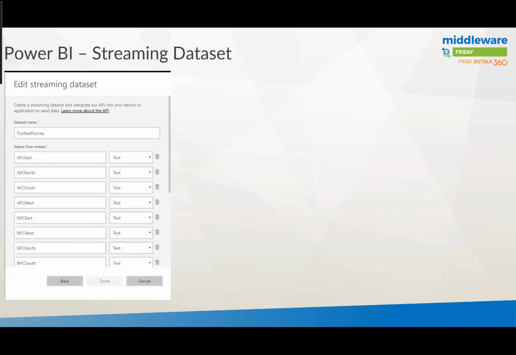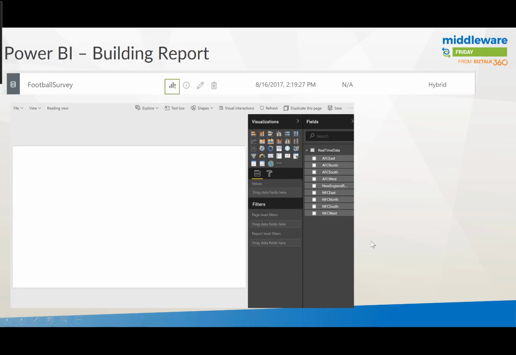Now, what we have is a completed streaming data set, data model. And here what I've done is I've created different fields for the different conferences within the NFL. And in this case, these are all going to be text responses. And once I've completed that, I just go ahead and click on done. Once I've done that, I can now go ahead and click on this report icon. It's called Football Survey, which I called it previously.